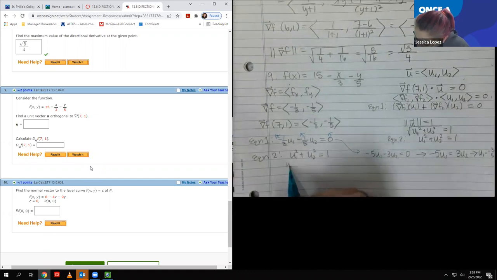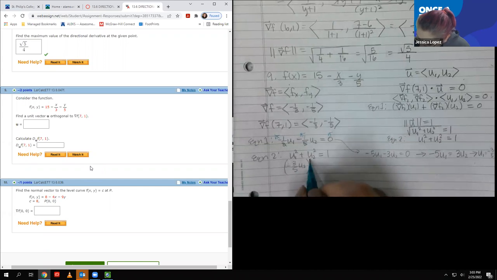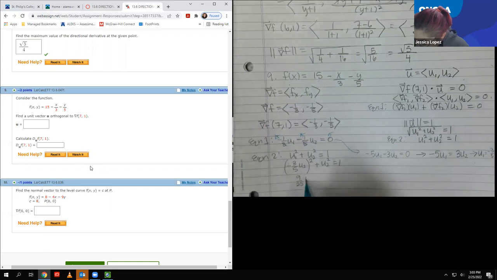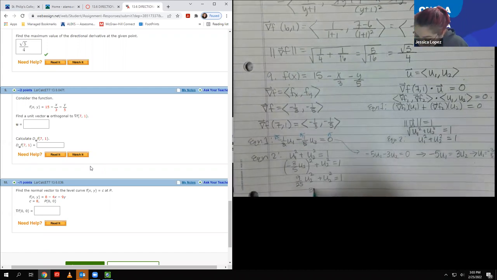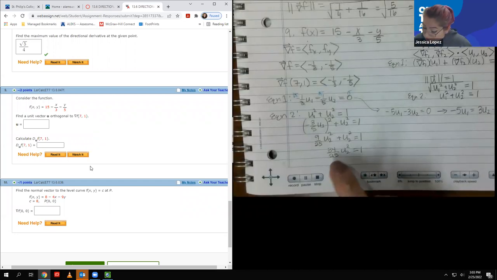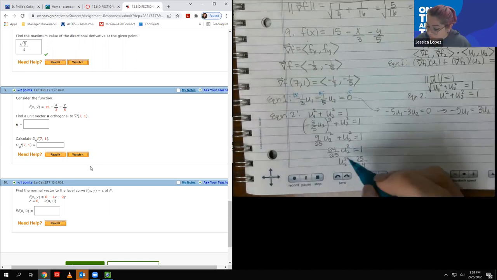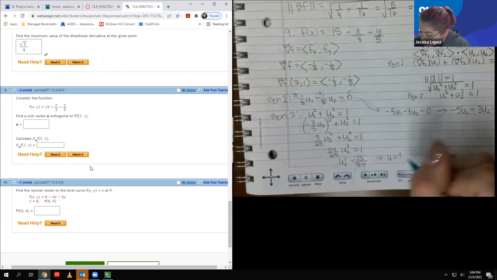Then I'm going to substitute that here, but instead of u1, it's going to be negative 3/5 u2. So then I get 9/25 u2 squared plus u2 squared equals 1. If I combine my u2 squareds, what's 9/25 plus 1? I get 34/25 u2 squared equal to 1. Now I know how to get rid of that fraction: I'm just going to multiply by the reciprocal. So I get u2 squared equals 25/34. Then if I take the square root here, u2 could be plus or minus. The square root of 25 is 5, but the square root of 34 is going to stay the square root of 34.